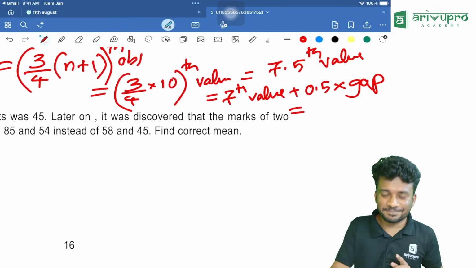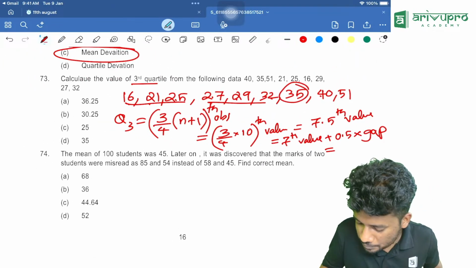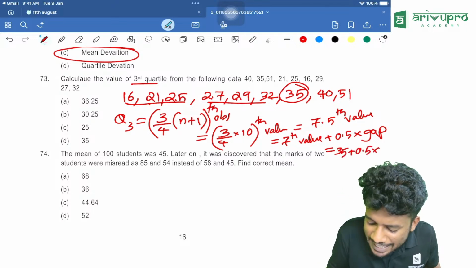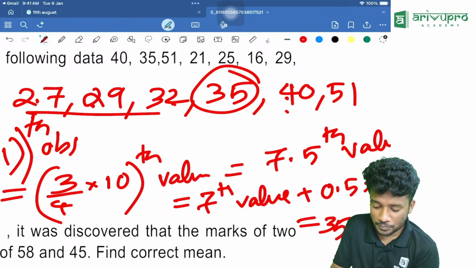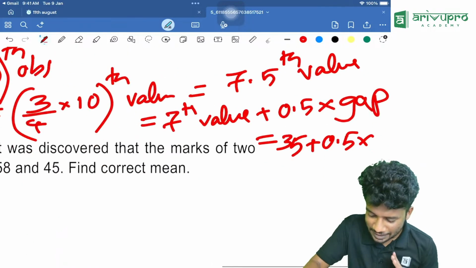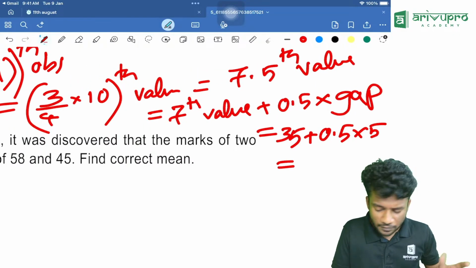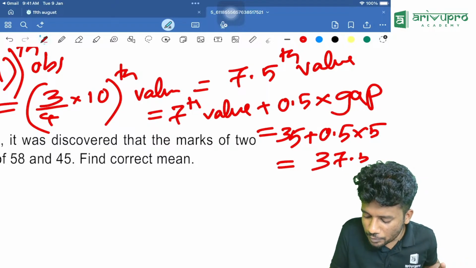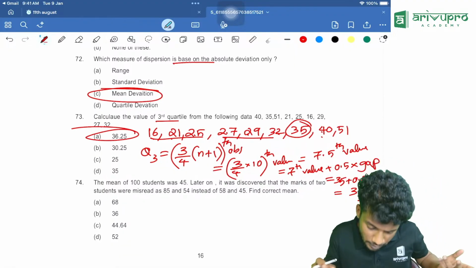Everyone, study. The 7th value is what? 35. So 35 plus 0.5 into gap. Gap means the 7th value and the next value. What is the gap between them? The gap is 40 minus 35, that is 5. 5 into 0.5 is 2.5. 2.5 plus 35 is 37.5. The nearest answer is option E.